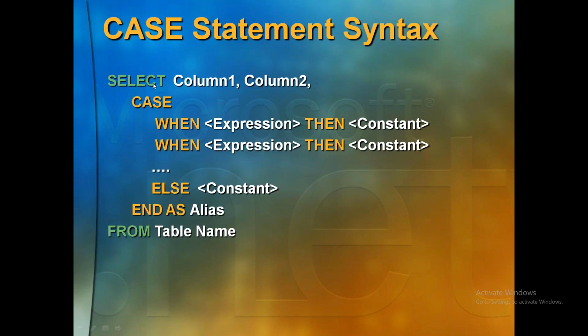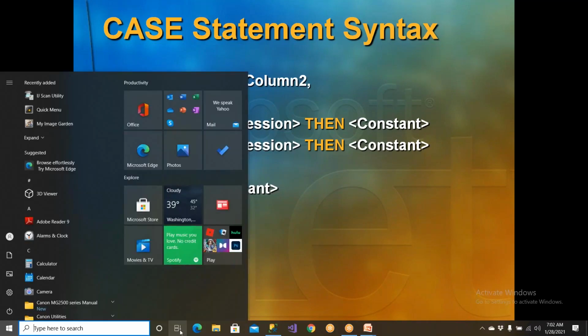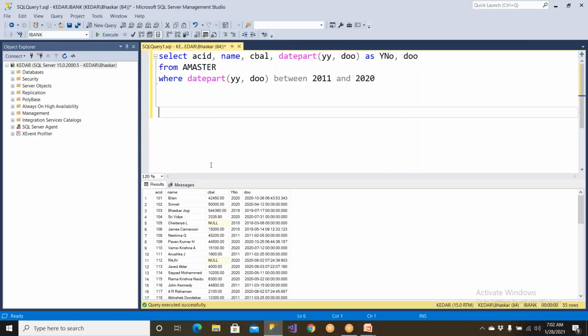So you can have select star or column one, column two, comma, case. This is the start, and the case you need to end. When something is true, then you do like this. If something is true, you do like this, else you do like this, and as alias. Clear? Let me give you one simple example.